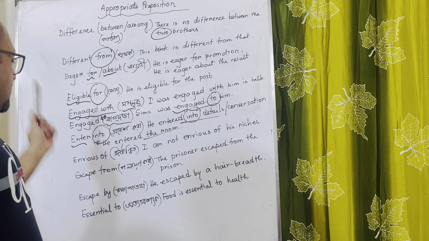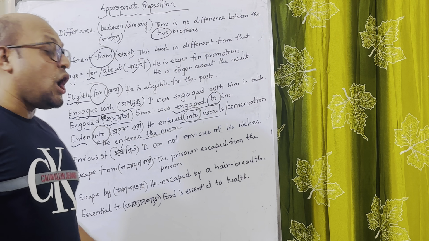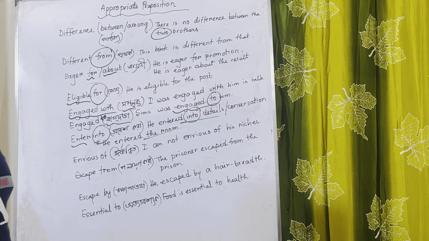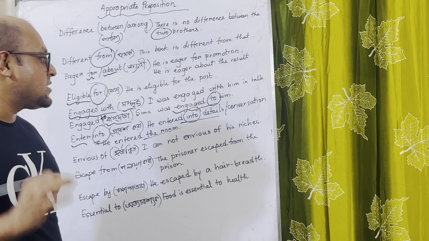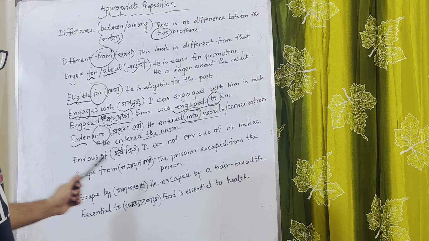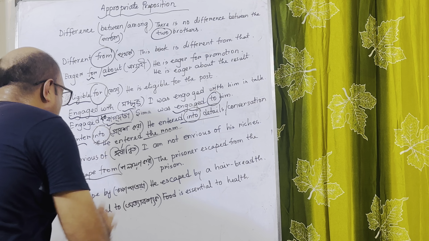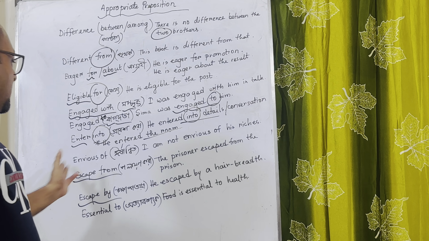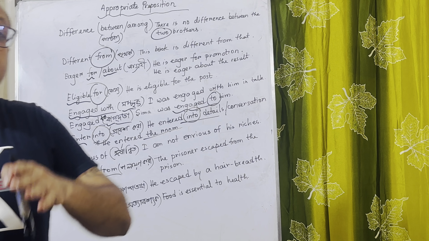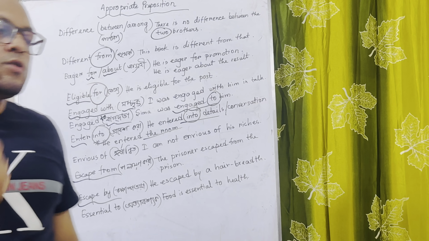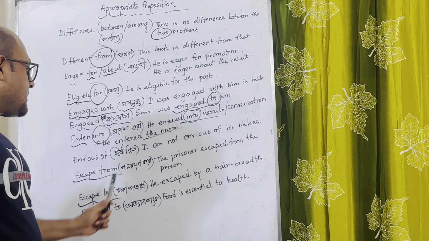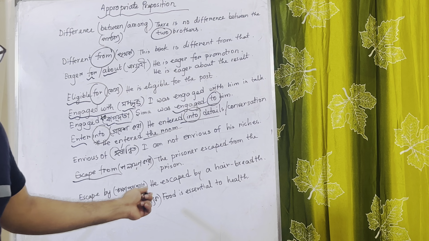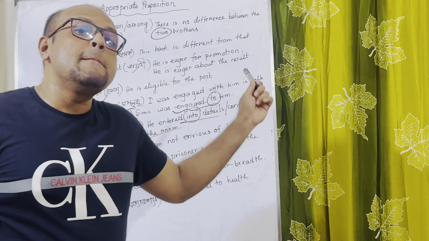Then the next one is envious of, ঈর্ষান্বিত হওয়া. I'm not envious of his riches. And the next one is escape from. Another one is escape by. There is a difference. So when you are escaping from, it means তুমি পলায়ন করছো, তুমি পালিয়ে যাচ্ছ কোন একটা প্লেস থেকে. Like the prisoner escaped from the prison.